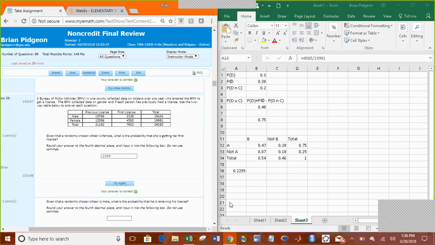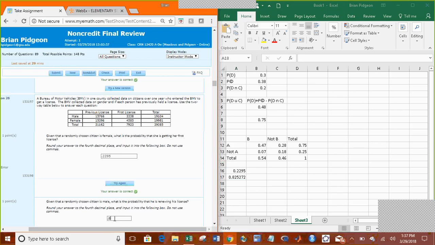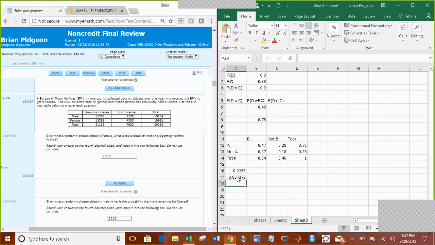Given that a randomly chosen citizen is male, what is the probability that he is renewing his license? So we now know that the person randomly chosen is male. So 19,104 of them are male. Then, from that 19,104, how many are renewing their license, meaning how many had a previous license? That would be 15,766. Round to 4 decimal places. We can eyeball it if you want to, 0.8253, or if you want Excel, just let it do it for you.